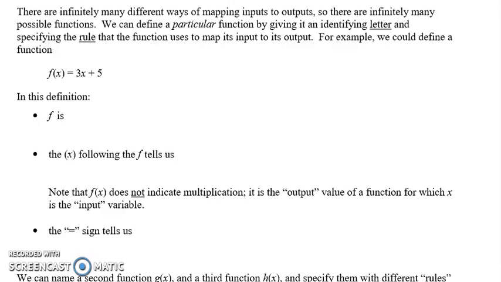We can define a particular function by giving it an identifying letter and specifying the rule that the function uses to map its input to its output. For example, we could define the function f of x equals 3x plus 5. This is really the same thing as y equals 3x plus 5, but with function notation. In this definition, f is the name of the function. It distinguishes it from any other functions.